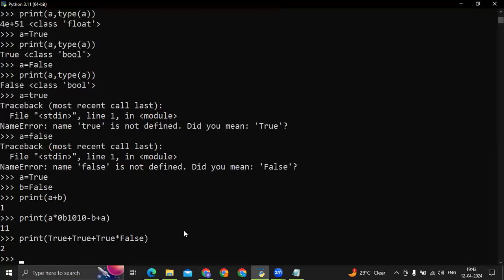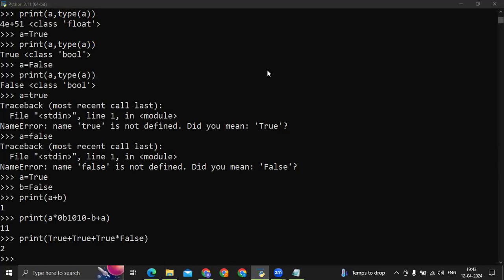Now let's talk about complex. Complex value is one of the predefined classes and a fundamental data type. It stores the complex value.